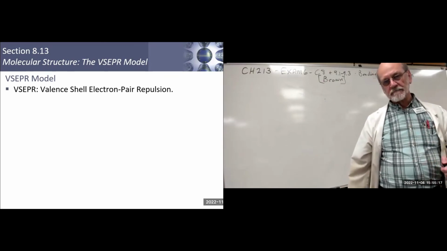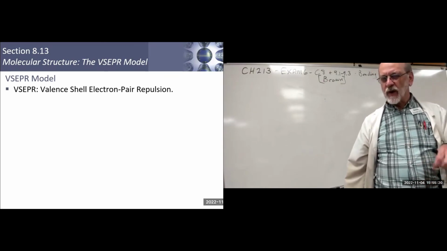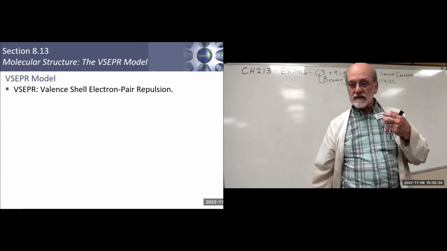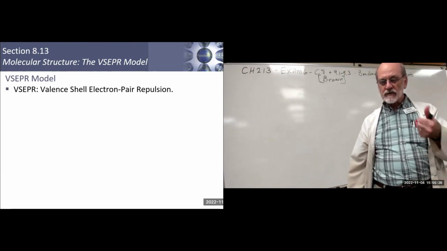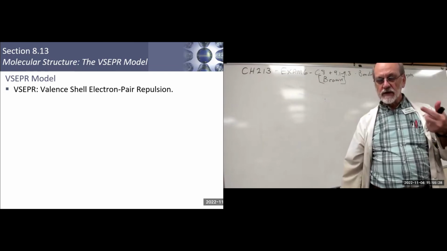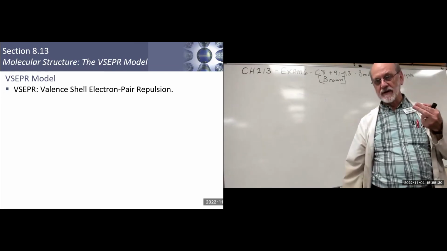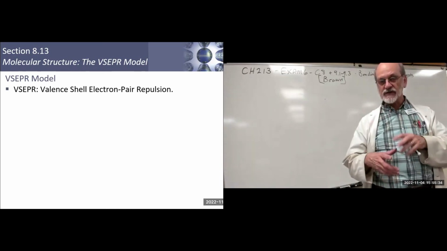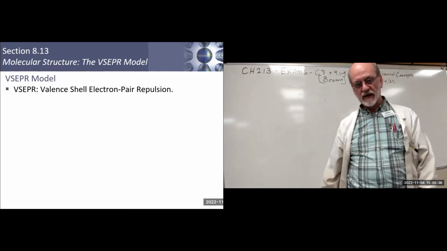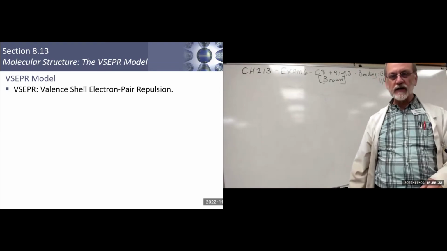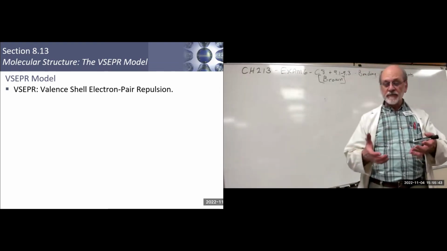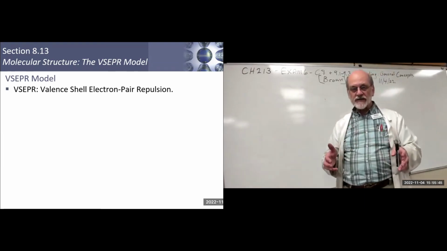VSEPR stands for valence shell electron pair repulsion. The electron pair is the part that digs at me, because we treat single bonds, triple bonds, and double bonds all the same when we do our assessment and assign geometry. So I would think valence shell electron group repulsion. It's based upon a very simple concept.